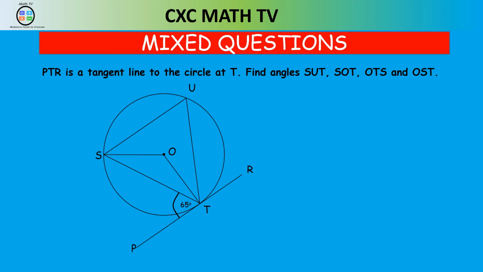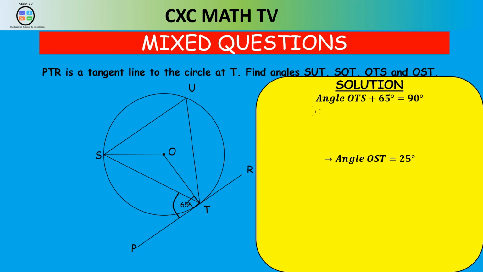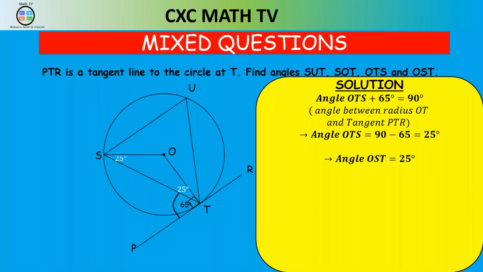Alright, I guarantee I've paused and attempted, so let's go through. Now we know that angle OTS plus 65 equals 90 because the angle between a radius and a tangent is 90. So angle OTS is going to be 90 minus 65, which is 25 degrees. Once we get the angle right there inside the triangle to be 25, we then know that the other angle in the triangle will also be 25 at angle S because it's going to be an isosceles triangle.